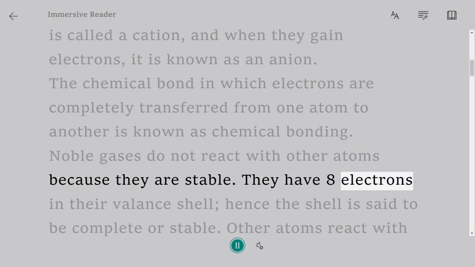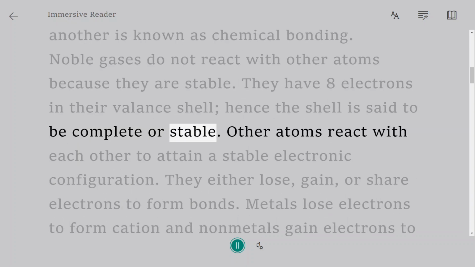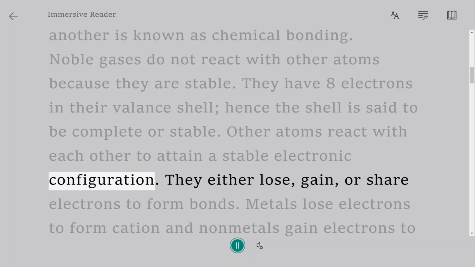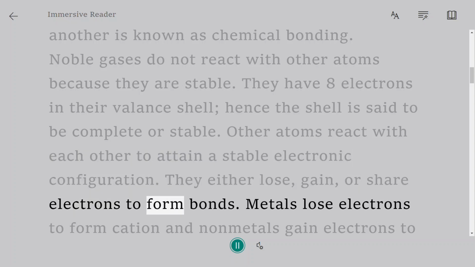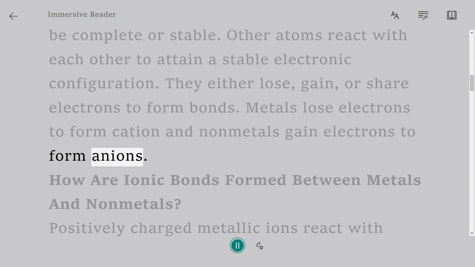Noble gases do not react with other atoms because they are stable. They have 8 electrons in their valence shell, hence the shell is said to be complete or stable. Other atoms react with each other to attain a stable electronic configuration. They either lose, gain, or share electrons to form bonds. Metals lose electrons to form cations and nonmetals gain electrons to form anions.